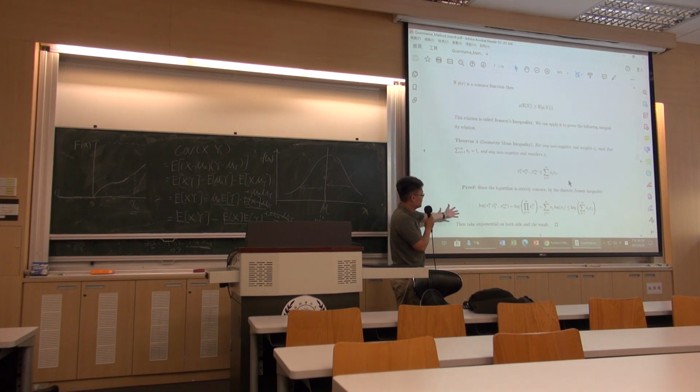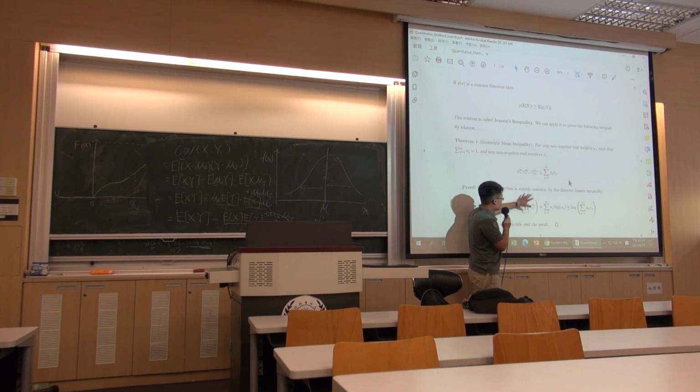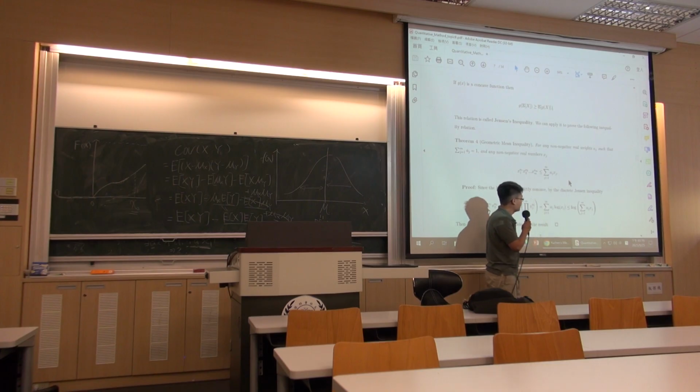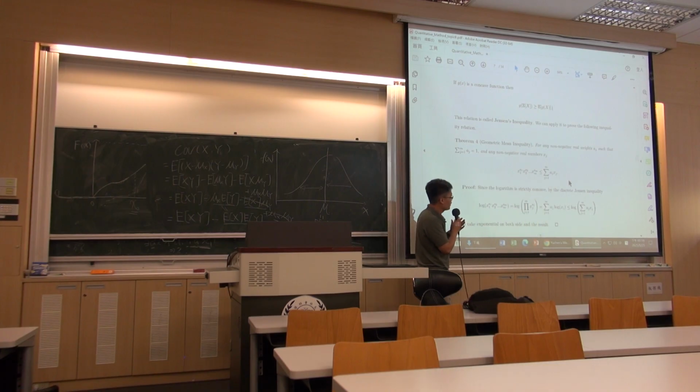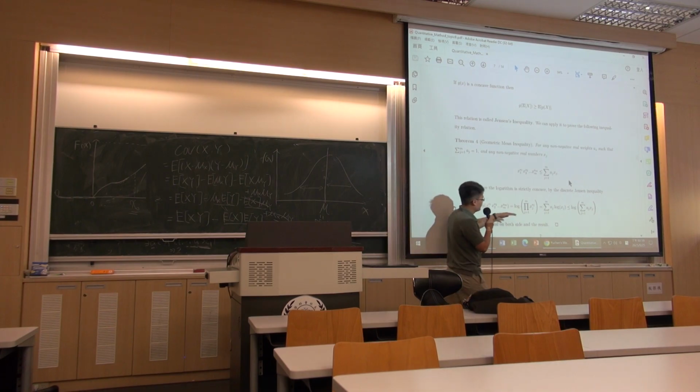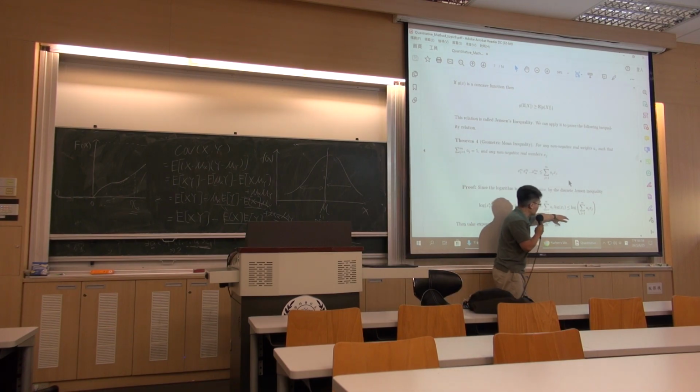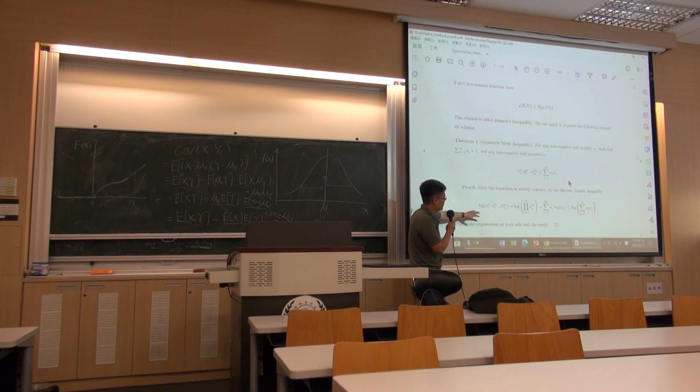And the proof is quite simple. You just take log on the left hand side, and that will become this way. And because log is a concave function, apply Jensen's inequality there, then you get this inequality. And then you take the exponential on both sides, you will get the result you want. So that is the proof.